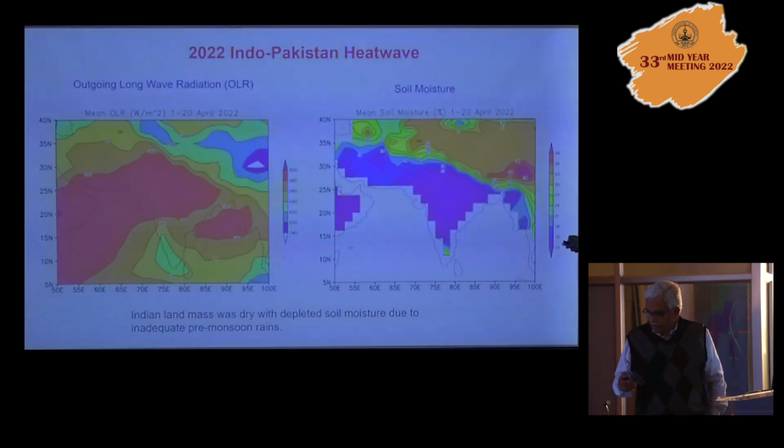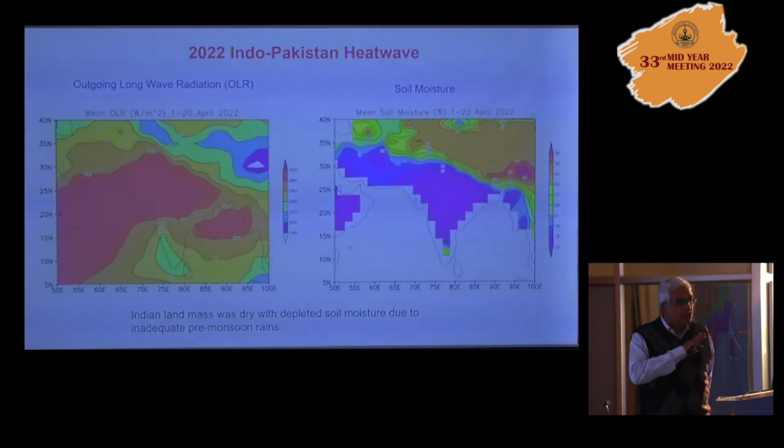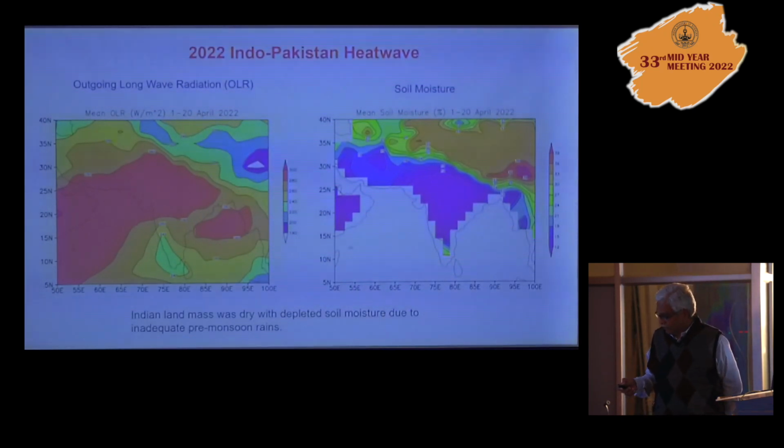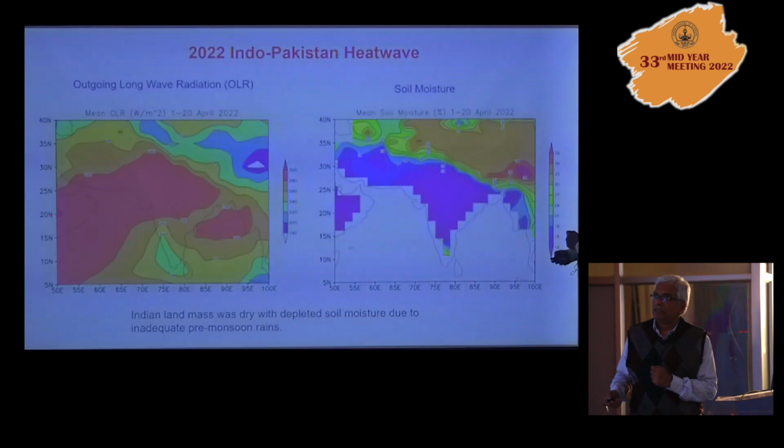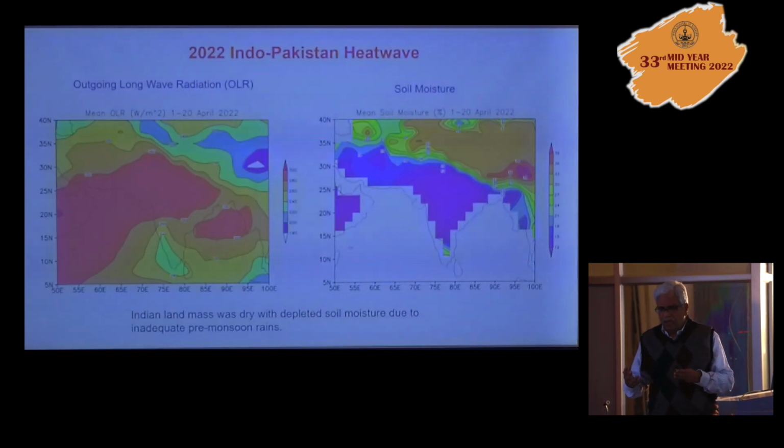And during this period, the whole northwest region was dry. There was no precipitation. The soil was depleted. You can easily see this is the soil moisture, and this is the OLR, nothing but outgoing longwave radiation. It's a proxy of rainfall or convection, which shows that it's all positive, big numbers, which shows that the whole area was dry. So the local soil also plays an important role. It gives a kind of feedback to the large scale dynamics, and it gives more sensible heat, etc.